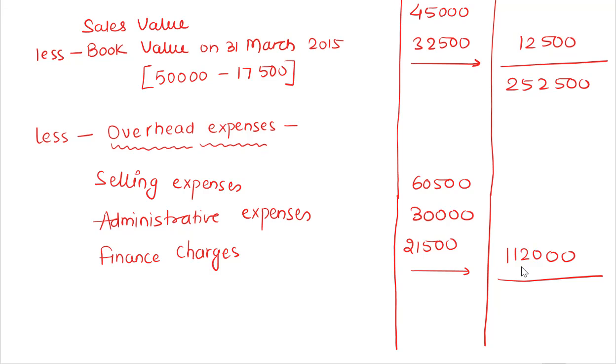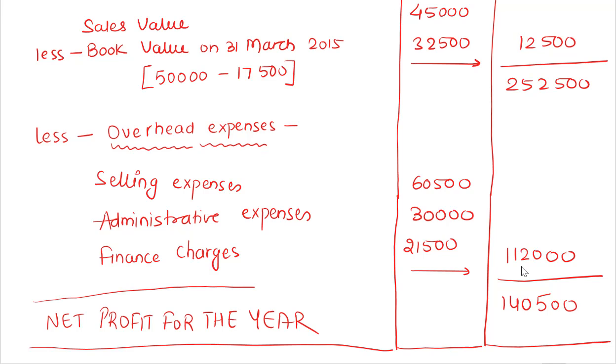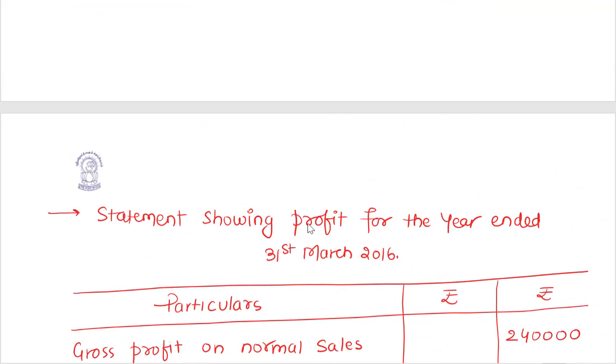2,52,500 minus 1,12,000 is 1,40,500. So this is the net profit. This is the net profit for the year. Just write over here net profit for the year.